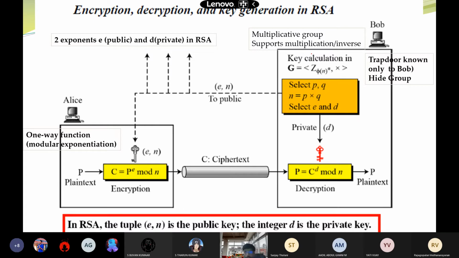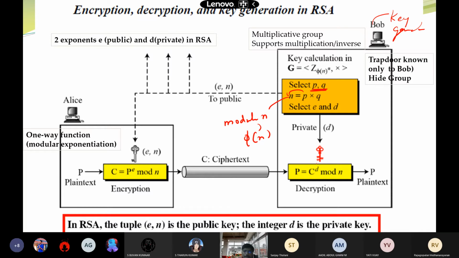So Bob has to generate the key. The key generation algorithm is the first step, and that is what I'm going to teach you now. He is going to select two large prime numbers P and Q, and then multiply them to get the value of n. Whenever I say n, it is the modulus value. From this n, he is going to find phi of n, which is Euler's totient function.